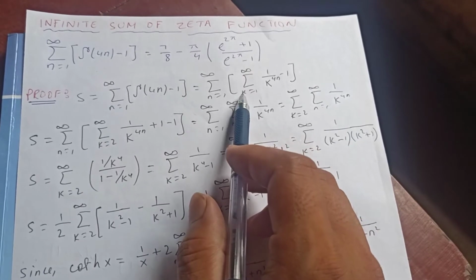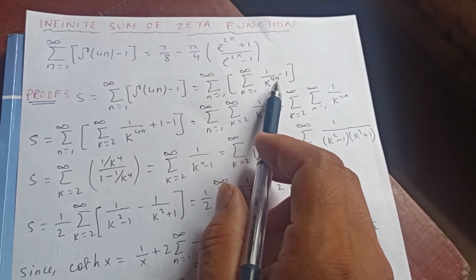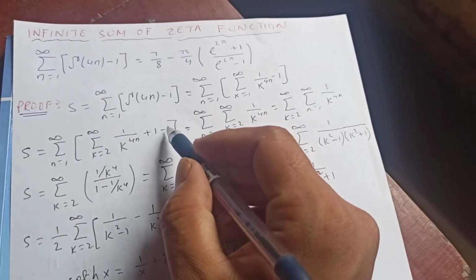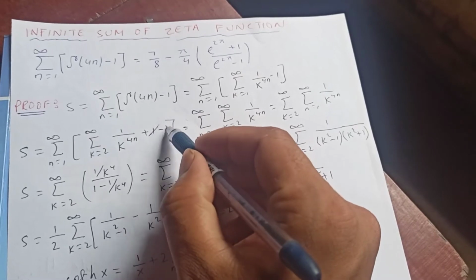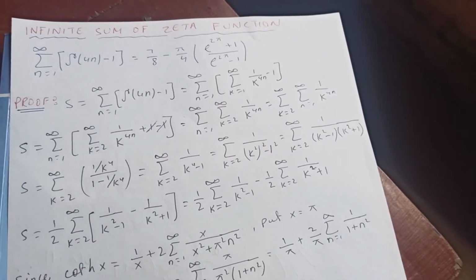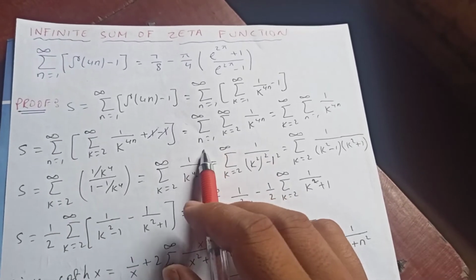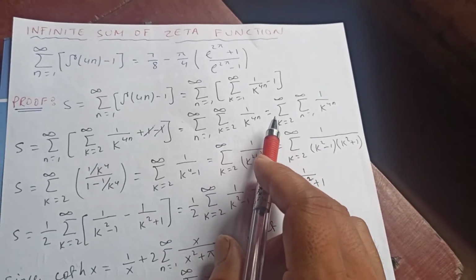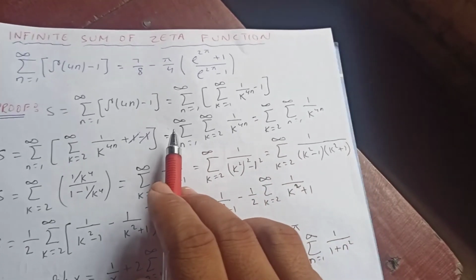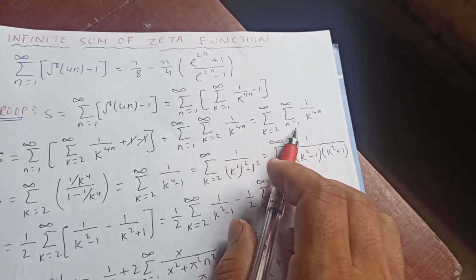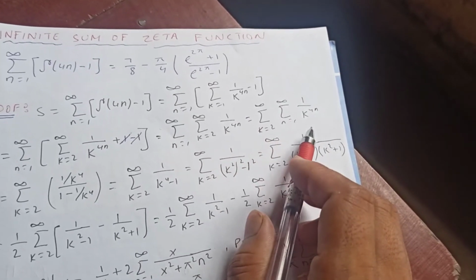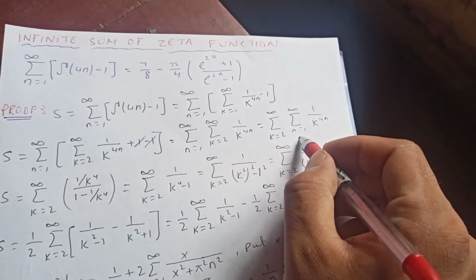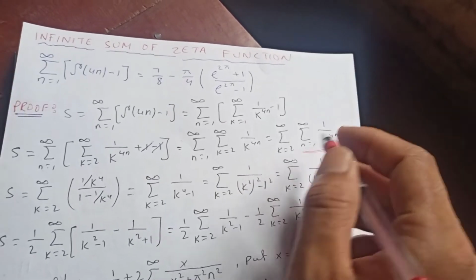When k equal to 1, it will be 1 to the 4n, which is just 1, so 1 plus 1 minus 1. Why did we do this? Because I am trying to cancel this out. So you get the sum from n equal to 1 to infinity, sum from k equal to 2 to infinity of 1 over k to the 4n, and now interchanging the sums, the sum from k equal to 2 to infinity, sum from n equal to 1 to infinity of 1 over k to the power 4n.